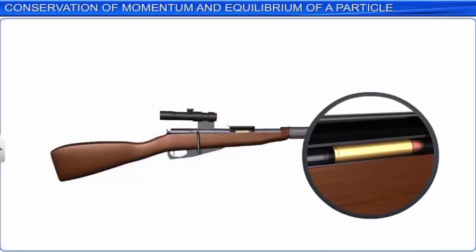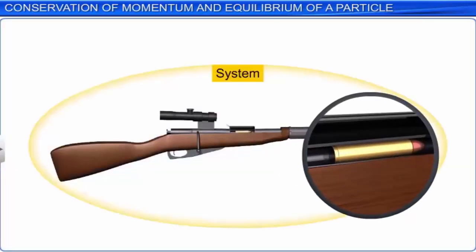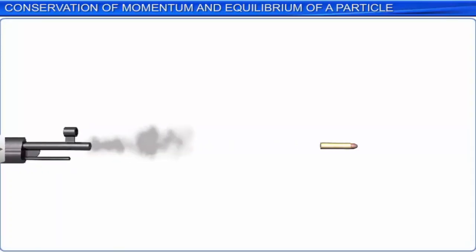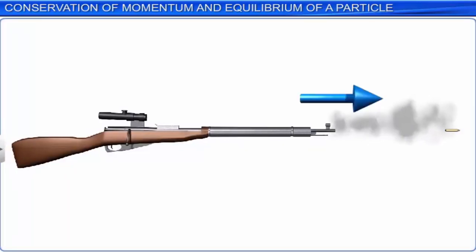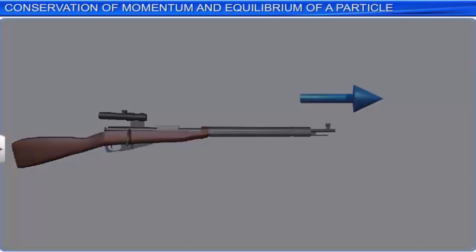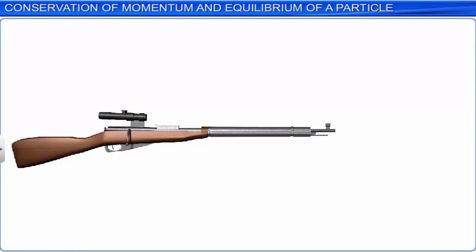The gun and the bullet are in one system. Initially, the gun and the bullet are at rest, which means the momentum of the system is zero. As soon as the bullet is fired, it moves forward with a very high velocity. Thus, there is a force exerted by the gun on the bullet in the forward direction. According to Newton's third law of motion, the bullet too exerts an equal amount of force on the gun in the reverse direction, which is referred to as the recoil of the gun.